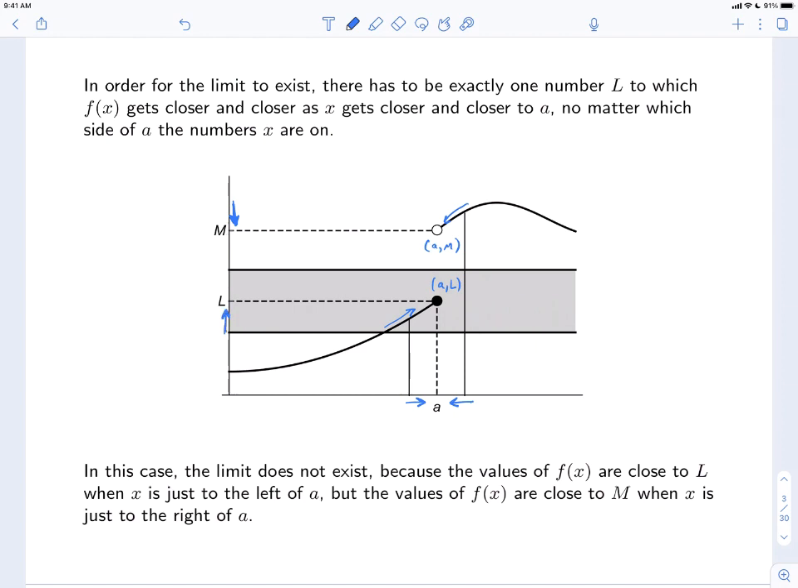So that means as the x values approach a, the y values don't approach one number, they approach two numbers. And that means there is no limit, because in order for there to be a limit, all of the y values need to accumulate around that one number that is the limit.